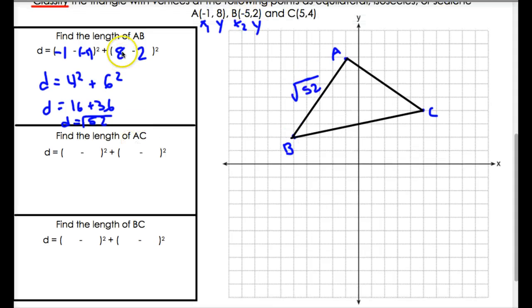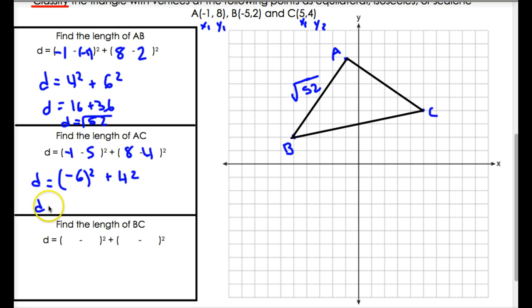Next we're going to find AC. So we're going to erase this and we have our AC now. So x1, y1, x2, y2. We start by subtracting our two x's, -1 minus 5, and we subtract our y's, 8 minus 4. When we do that, we get -6 squared plus 8 minus 4, which is 4 squared. And that's going to be our distance. We get D is equal to 36 plus 16, which is once again 52, which we have to take the square root of. So we know that AC is also the square root of 52. Alright, well we know we have at least two sides that are the same.